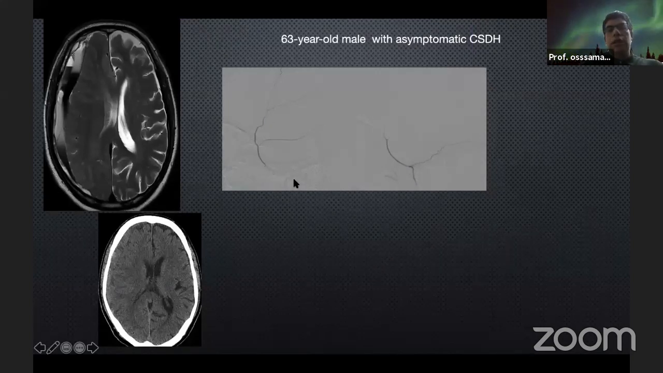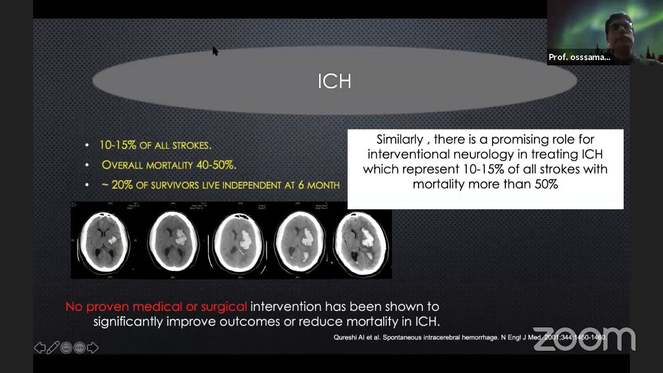The middle meningeal artery has been catheterized, and PVA was embolized here. And then this is the CT after 1 month, and this is the CT after 3 months. So I think it's working very well in this regard, and it is an opening stage for neurointervention in this part of the pathology.